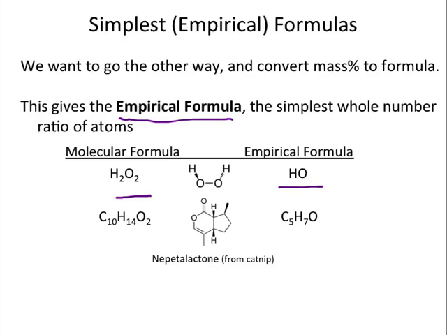And so we can't really tell those apart when you're going from the mass percent to the formula. So what you can do is just find the empirical formula, and then in a second step, if you know the molar mass of the sample, then you can find what the molecular formula is. Another example on here is the active ingredient in catnip, C10H4O2, which is this molecule here in the middle. Its empirical formula is the simplest whole number ratio of the atoms involved. So if you divide everything by 2, you get this on the right, and that's your empirical formula.